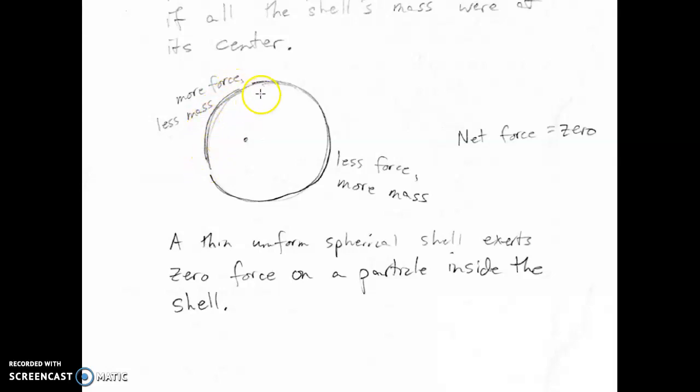exerting that force, whereas the other side of it has more mass, but it's farther away in general. And so it turns out if you do some calculus on this, you'll find that the total force adds up to zero, no matter where you put the point particle within the sphere. So that's Newton's shell theorem.